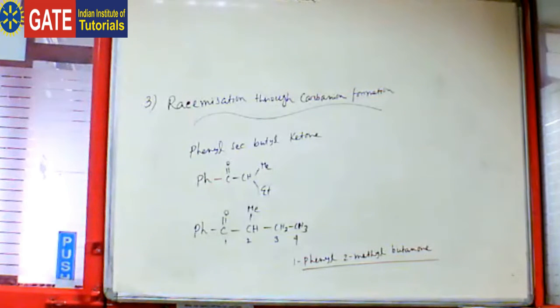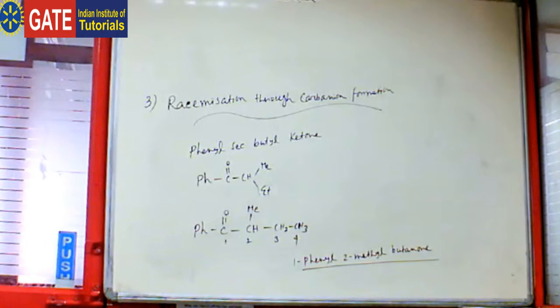One phenyl, two methyl, butan-one, or butanone. You start from the C double bond O because that is the principal group. So that is the way you should write it. One phenyl, two methyl, butanone.